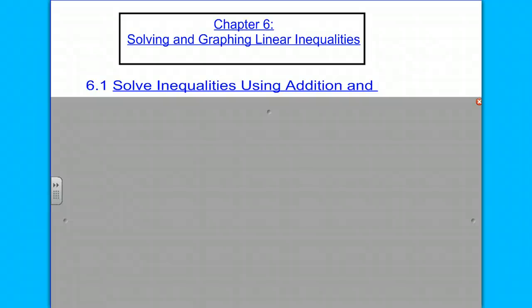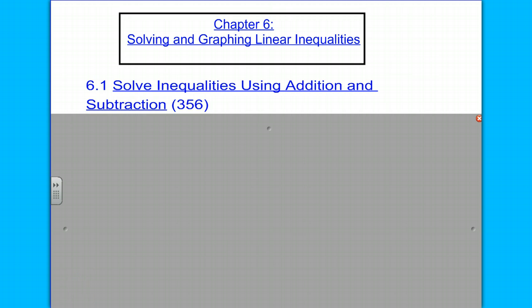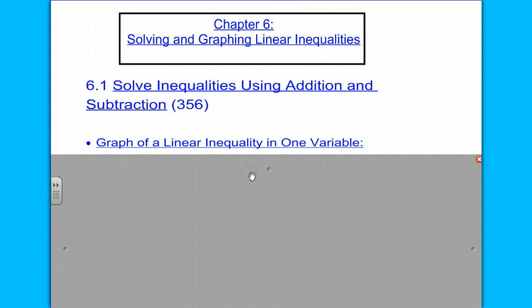Okay, we're starting chapter 6, solving and graphing linear inequalities. So we begin with something that you should be feeling comfortable with, solving inequalities using addition and subtraction. So we are going to do a little graphing of a linear inequality in just one variable. When we graph in one variable, that means there's only one variable in the statement that you're given.